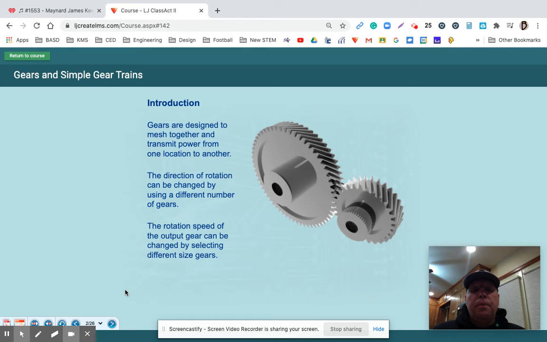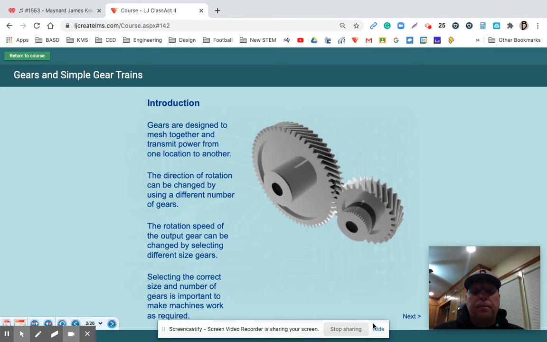The rotation speed of the output gear can be changed by selecting different size gears. So this one versus this one. If we change the size of the gear, how might that affect the speed or power? Selecting the correct size and number of gears is important to make machines work.